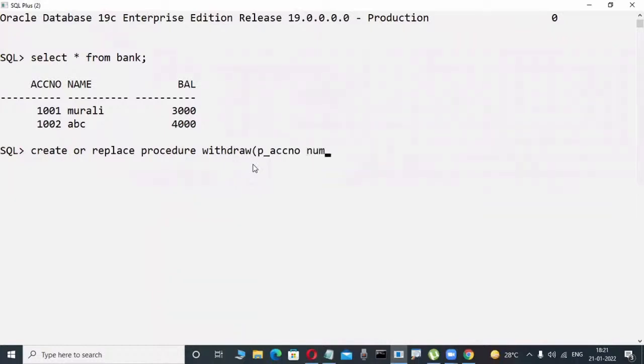Account number I'm passing. Again, amount also I'm passing, only because I try to withdraw. The ATM card is there. And now here amount, I'm passing something only. Okay. Now some coding is there. I want to find out a balance.